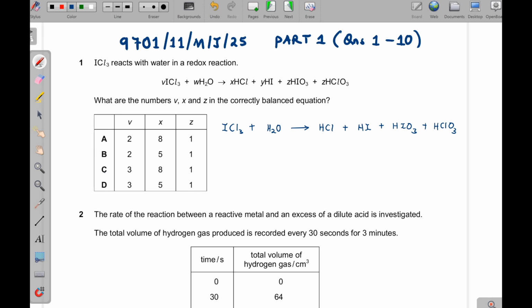Okay, now let us look at the oxidation numbers here. For iodine trichloride, these two are both electronegative, but chlorine is much more electronegative compared to iodine. So that means it is the one that is going to take the negative charge. So it will have the oxidation state of -1, then iodine will have oxidation state of +1. For water, of course, hydrogen is +1, then oxygen is -2. Same here, hydrogen is +1, chlorine is -1. Then we go to hydrogen iodide here. Hydrogen is +1, iodine is -1.